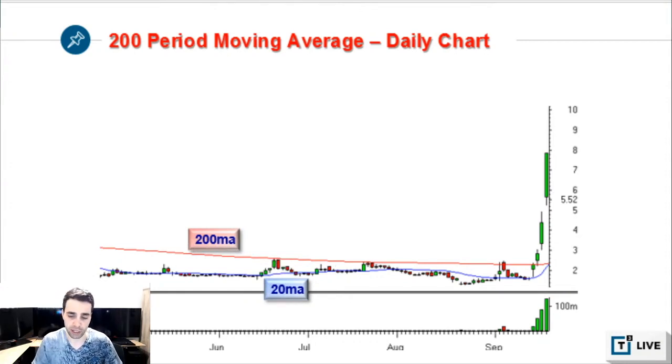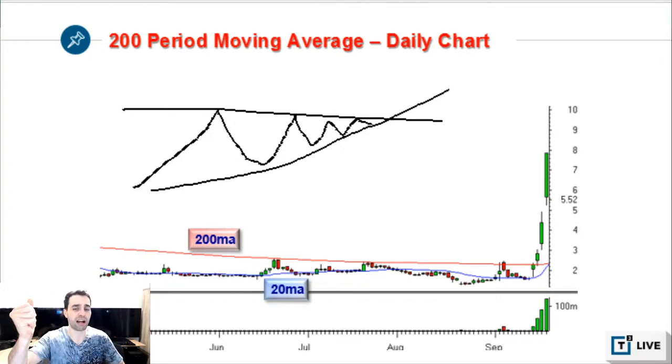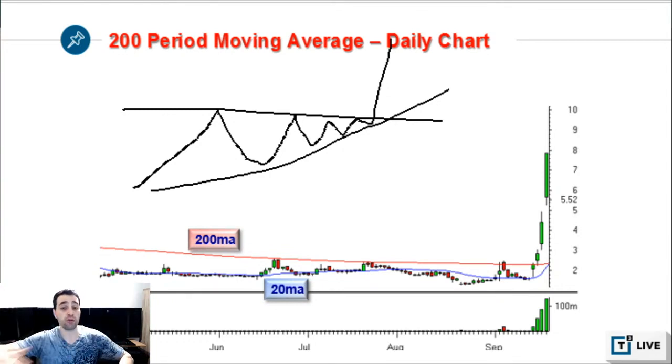This is the nicest, when you have a flat 200, and I just want to show you real quick. When you have a flat 200 and a rising 20, and the stock is trapped between them. So flat 200, rising 20, so you get equal highs and higher lows, and eventually the 20 MA pinches the stock from underneath the 200 and it explodes higher. It just breaks out. So again, rising 20 MA and flat 200.